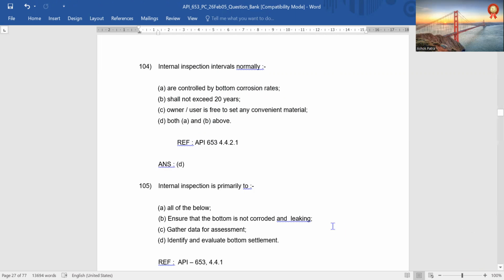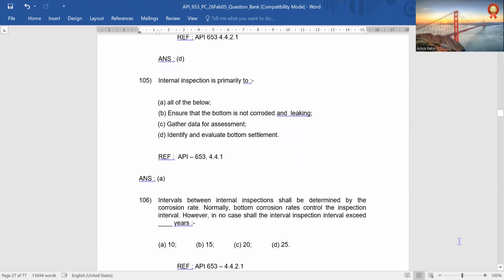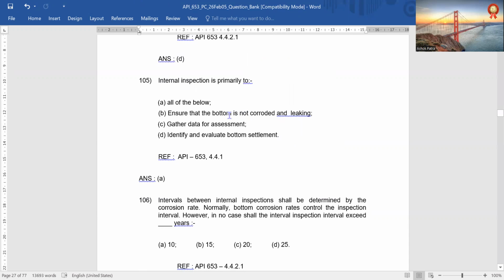Internal inspection is primarily to ensure that the bottom is not corroded and leaking, gather data for assessment, identify and evaluate bottom settlement. All of the above.